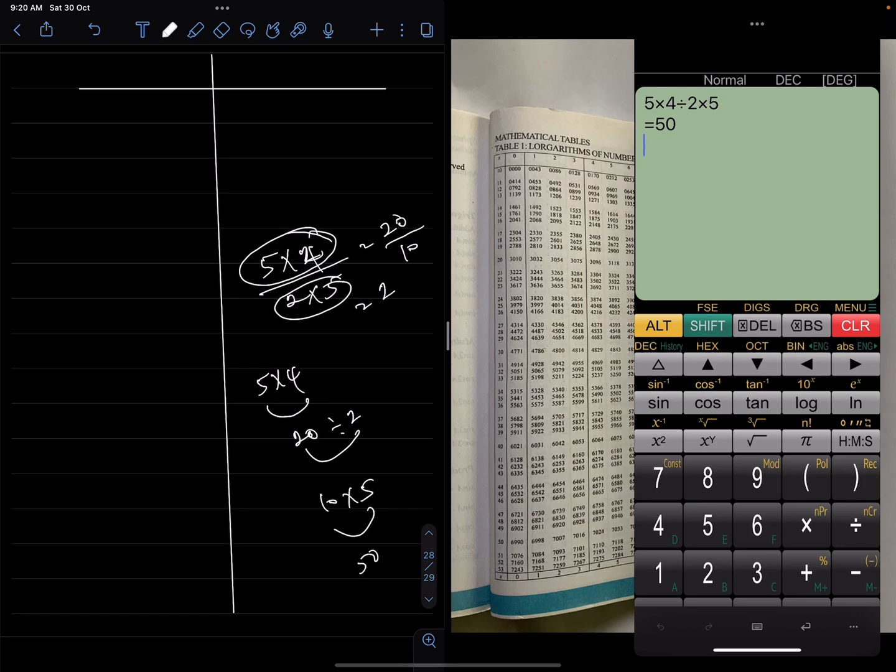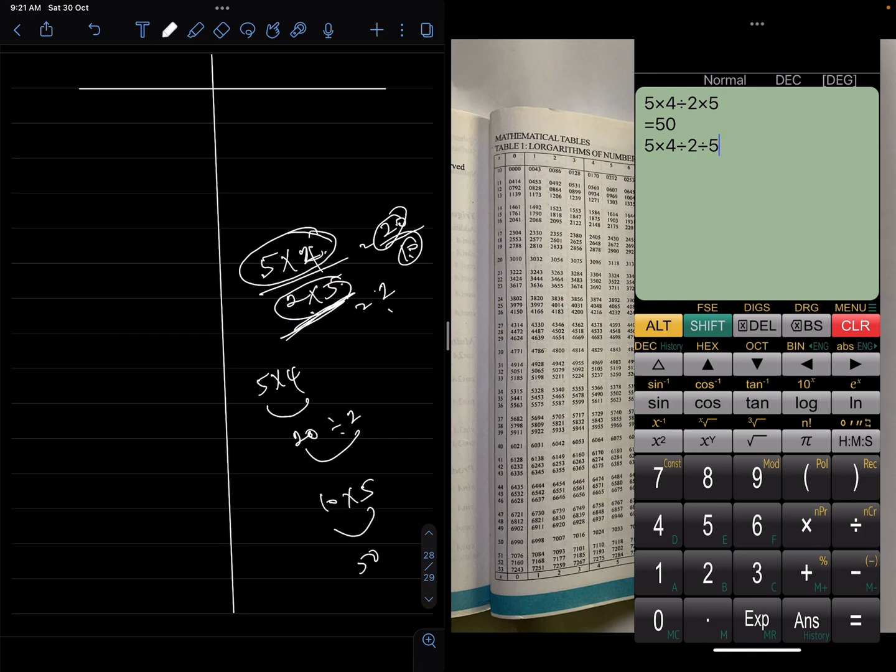What's the product of 5 and 4? 20. What's the product of 2 and 5? 10. So when you divide the product of 5 and 4 by the product of 2 and 5, you'll be doing 20 divided by 10, which is 2. So if you are pressing it on the calculator, all the denominators should be divided by. So you say 5 times 4 divided by 2 divided by 5. Do you understand? Yes.